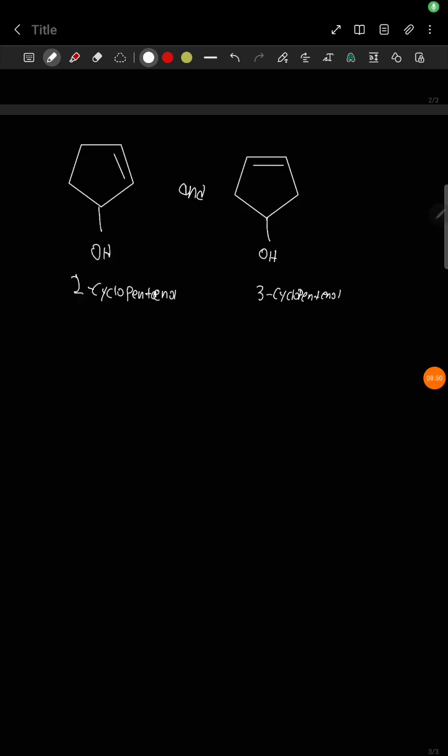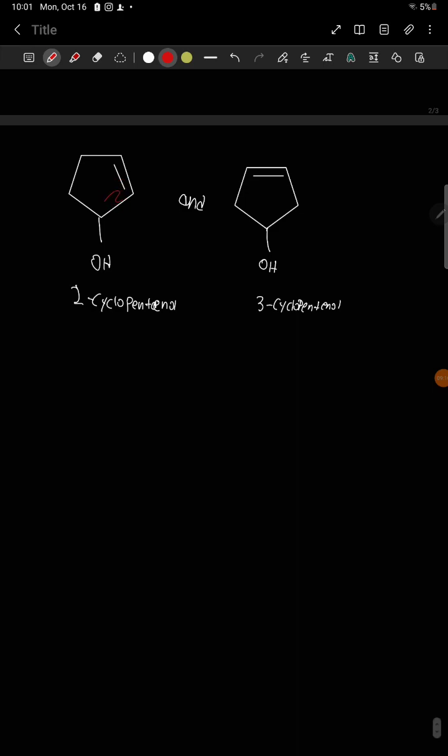Alright, let's look at these 2 structures. Let's identify the chirality centers, if any. The first one's going to be 2-cyclopentanol, and then our second one we have here is 3-cyclopentanol. Very similar structures, we just have the double bond in different spots. Now, let's take a look at this. Our only possible chiral center in this structure on the left is right there. That's the only possible one.